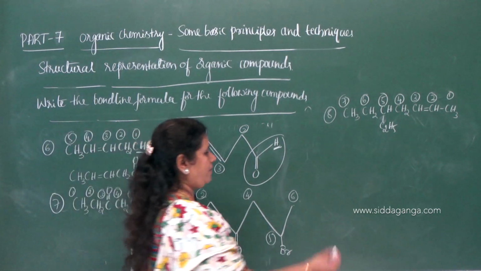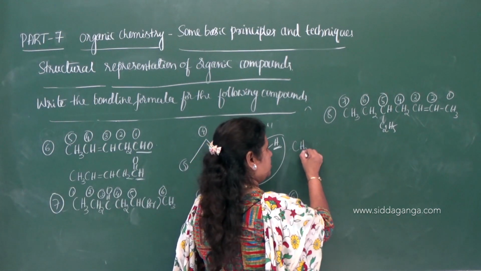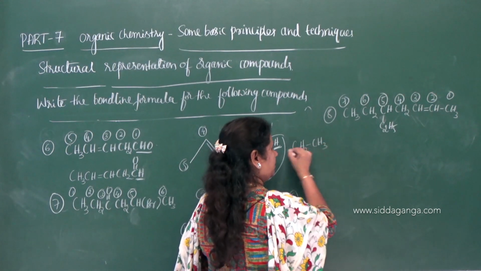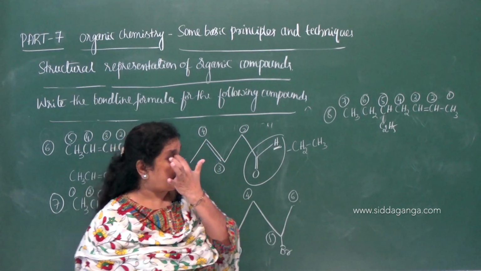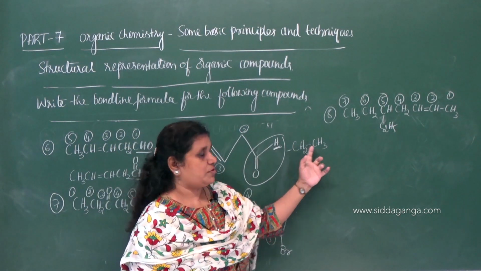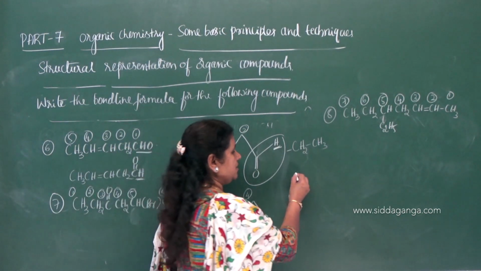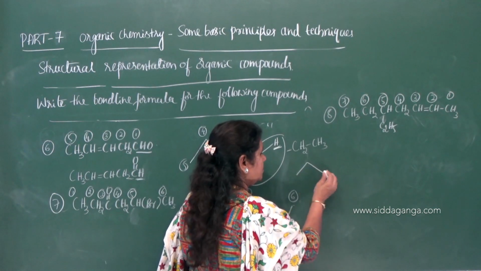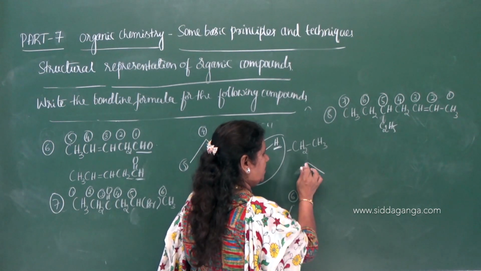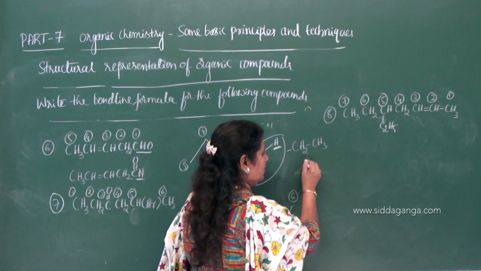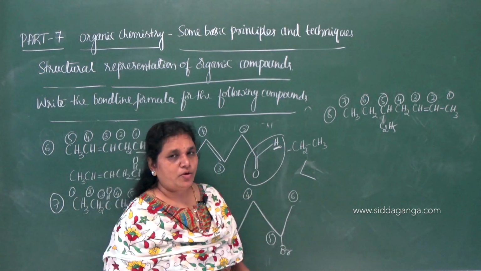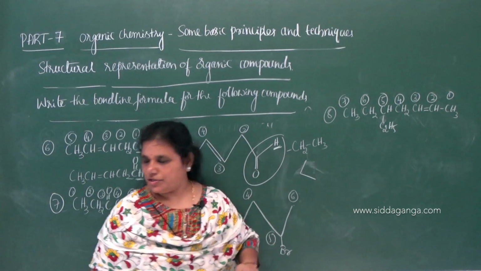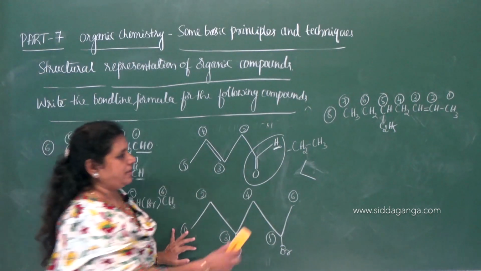C2H5 can be written as CH2, CH3. C2H5 is nothing but an ethyl group that can be written as CH2, CH3. How to write CH2, CH3 then? CH2, CH3 means we can write it in the bond line formula only like this. It is bonded to the main carbon chain. So let me give the representation here.